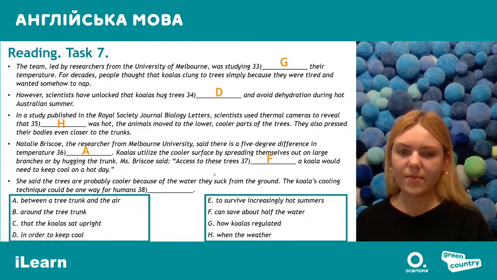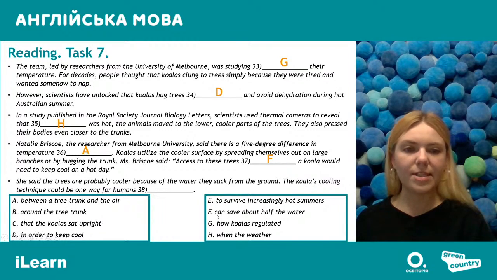Access to the trees, and the answer is F. So access to the trees, that is the subject, can save about half of the water. І тут can save, да, йде як присудок. В цьому реченні все добре, все узгоджено.